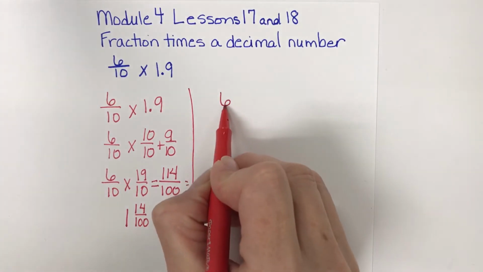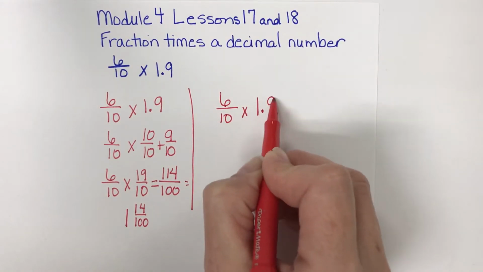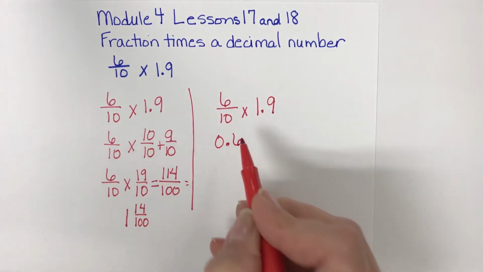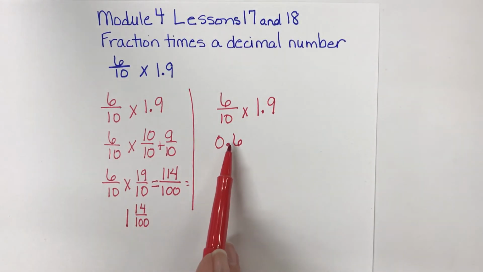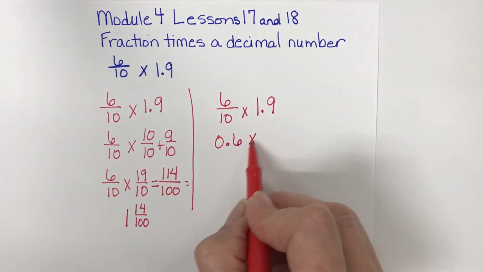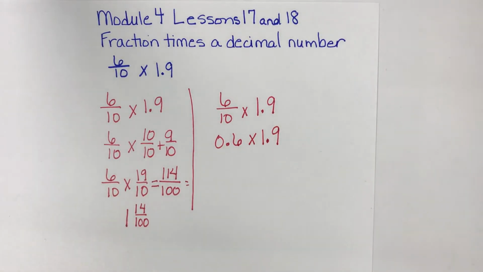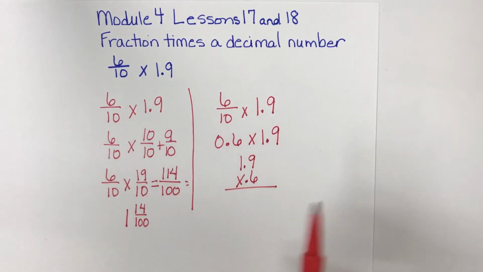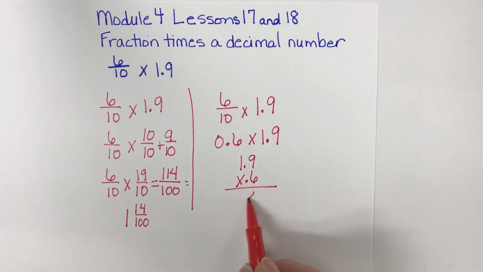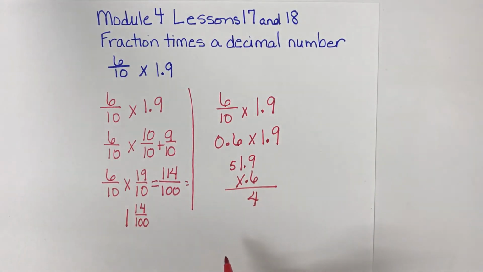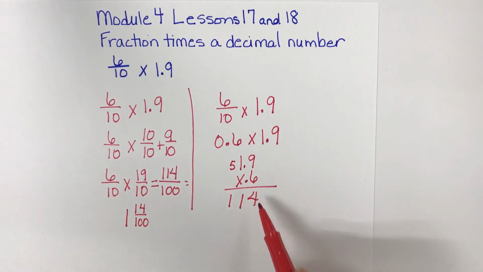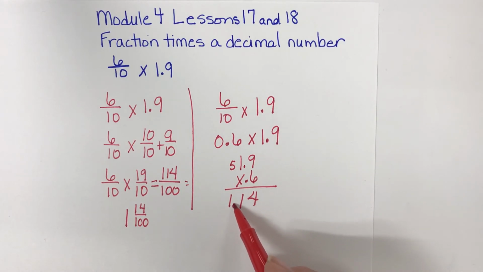Another way we could solve 6/10 times 1 9/10 is to change 6/10 into a decimal number. 6/10 as a decimal is represented by 0.6, and we're going to multiply it by 1 9/10. I have to rewrite mine vertically. 6 times 9 is 54. 6 times 1 is 6, plus 5 is 11. I have 2 decimal places in my number, so I'll count over 2 places to put my decimal.